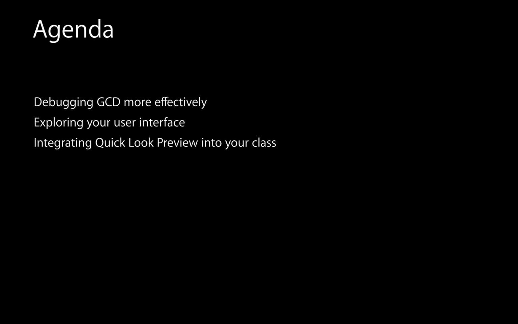So let's briefly look at what we're going to talk about this year. I'm going to talk about a new feature in Xcode 6 that will help you with debugging your use of Grand Central Dispatch, which is GCD. This feature is called queue debugging. Next up, Troy is going to come up and show you an amazing new way to explore and debug your user interface. And then Carrie is going to talk in detail about how to integrate the Quick Look preview into your custom class.